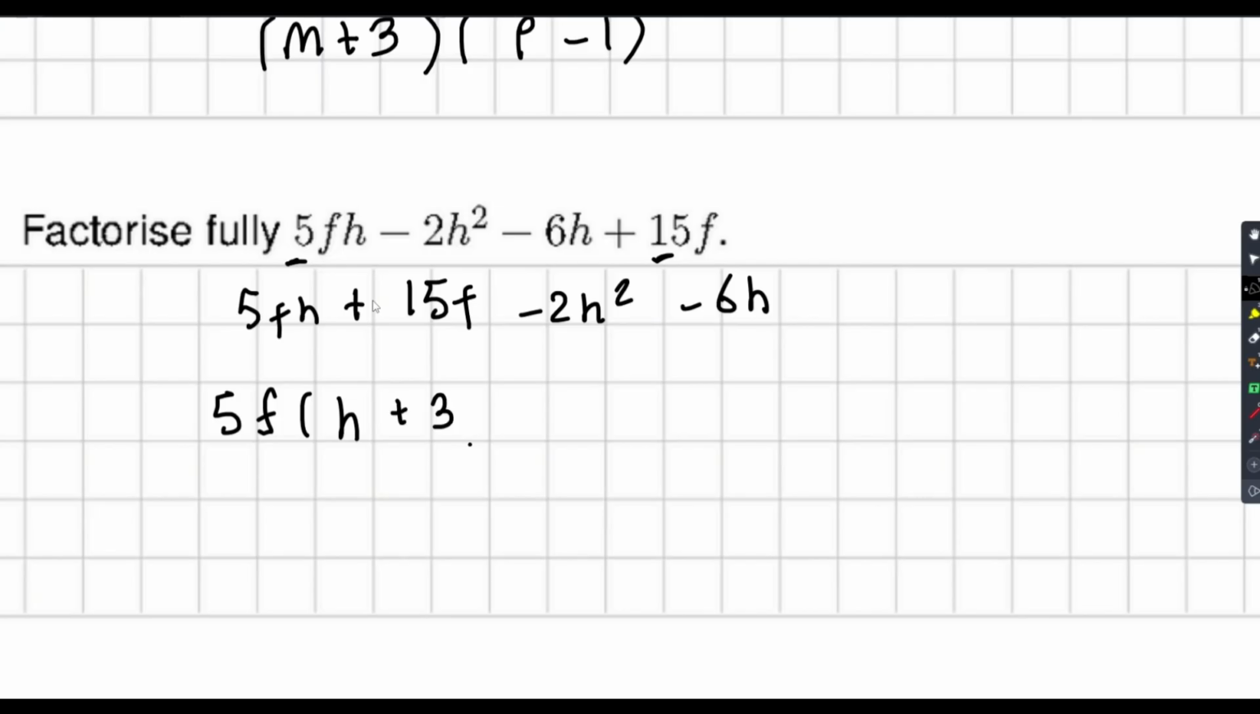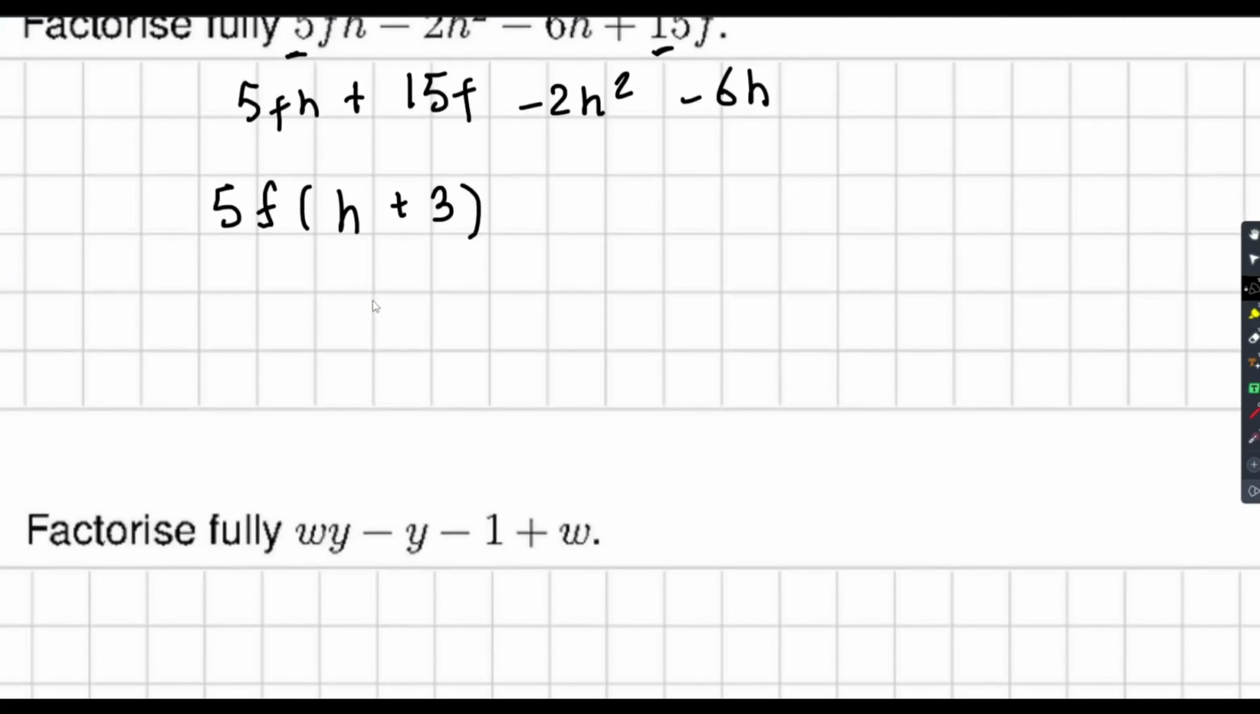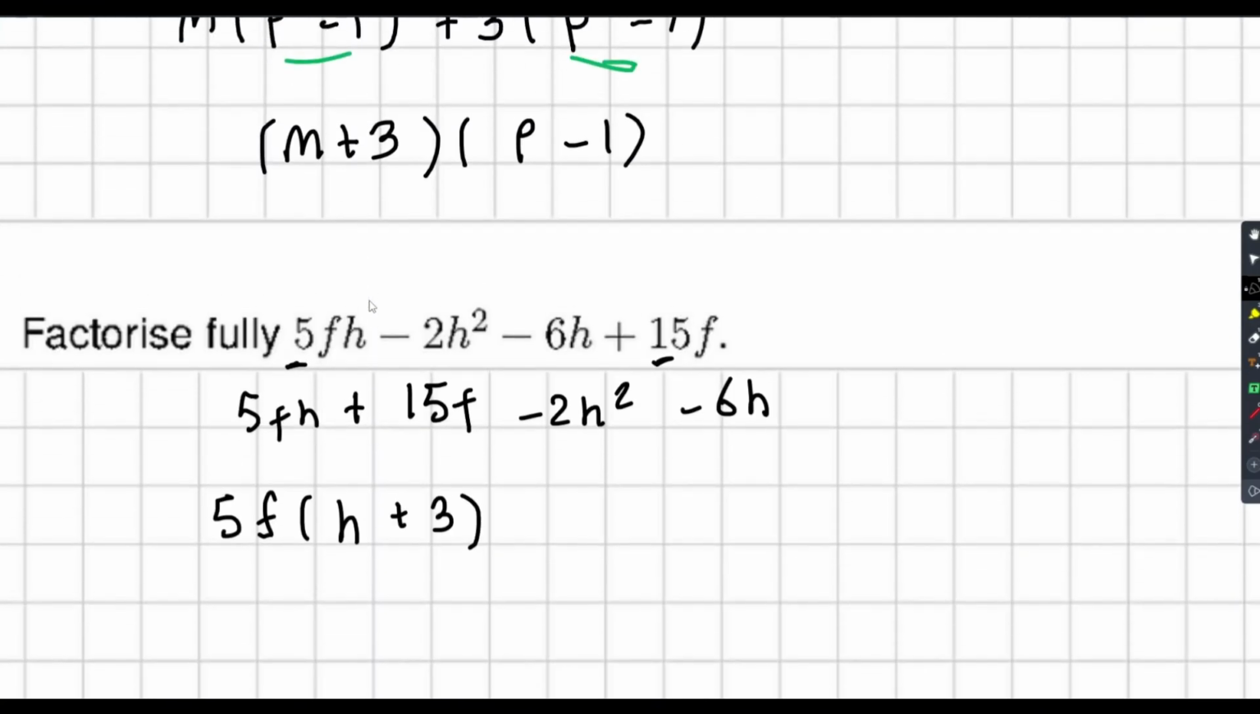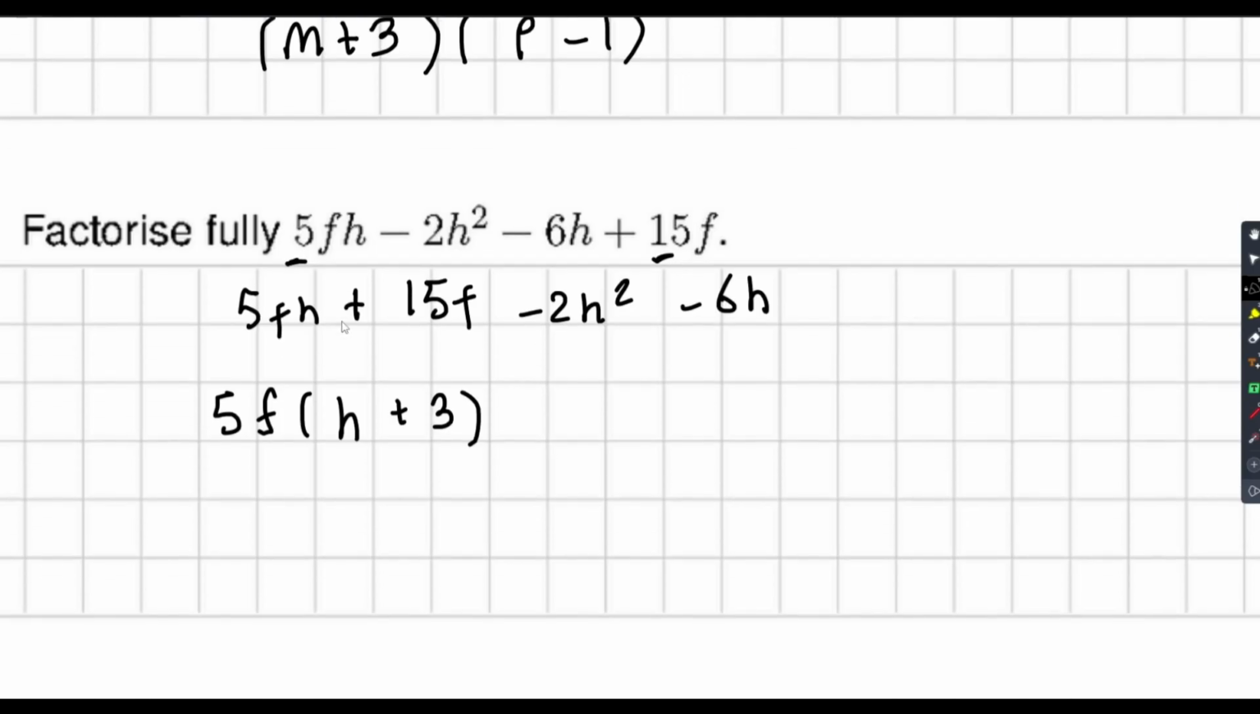We have the f already, so that's h plus 3, and that's completed. And again, what do we notice here? We notice the minus and the minus, and this bracket, if we want to get it right, should have just plus h and plus 3. So what we're going to do again is take out that minus. Okay, so we take out the minus.